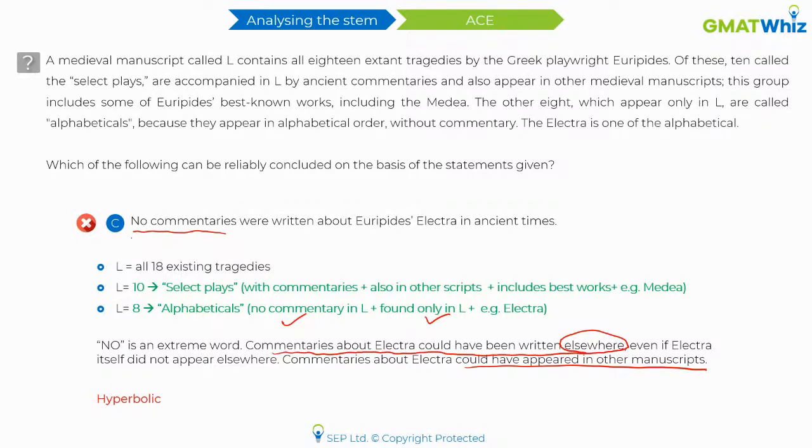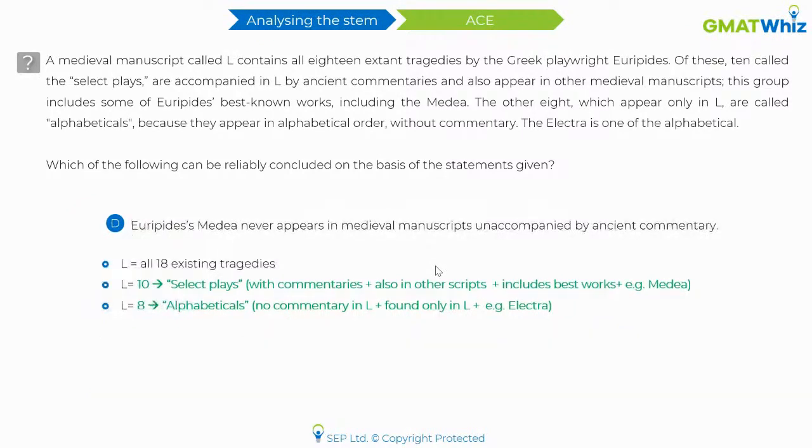Let me quickly see if you guys have any questions related to this. I don't see any questions so far. All right, let me continue. I hope you guys are able to understand this explanation for why C is not the right answer. And let's move to D.